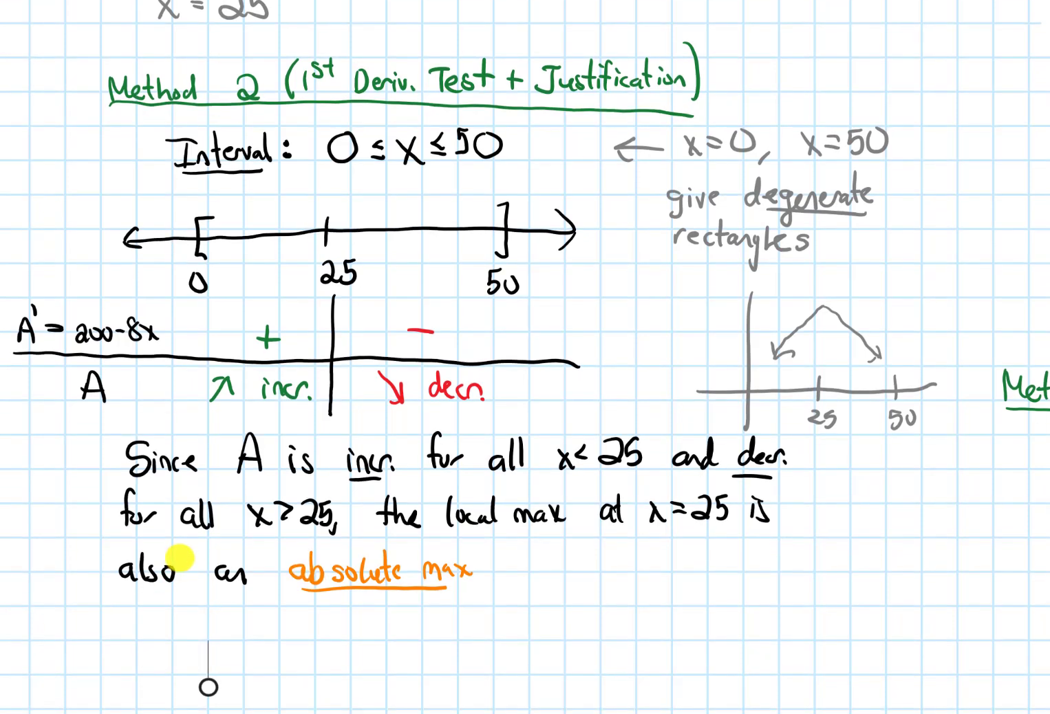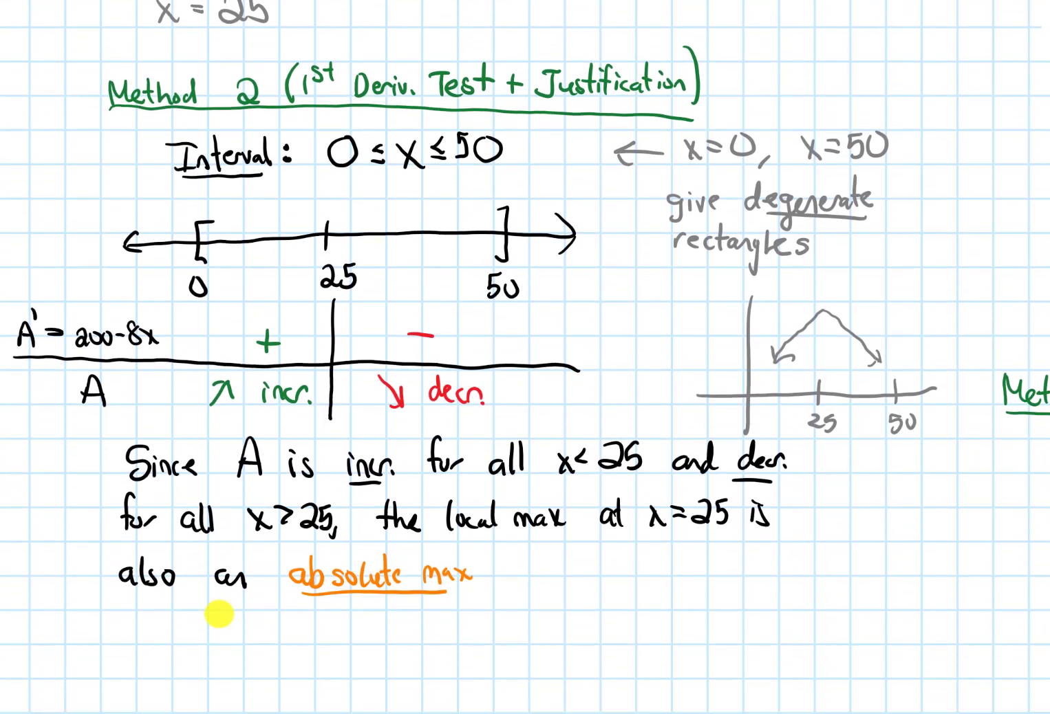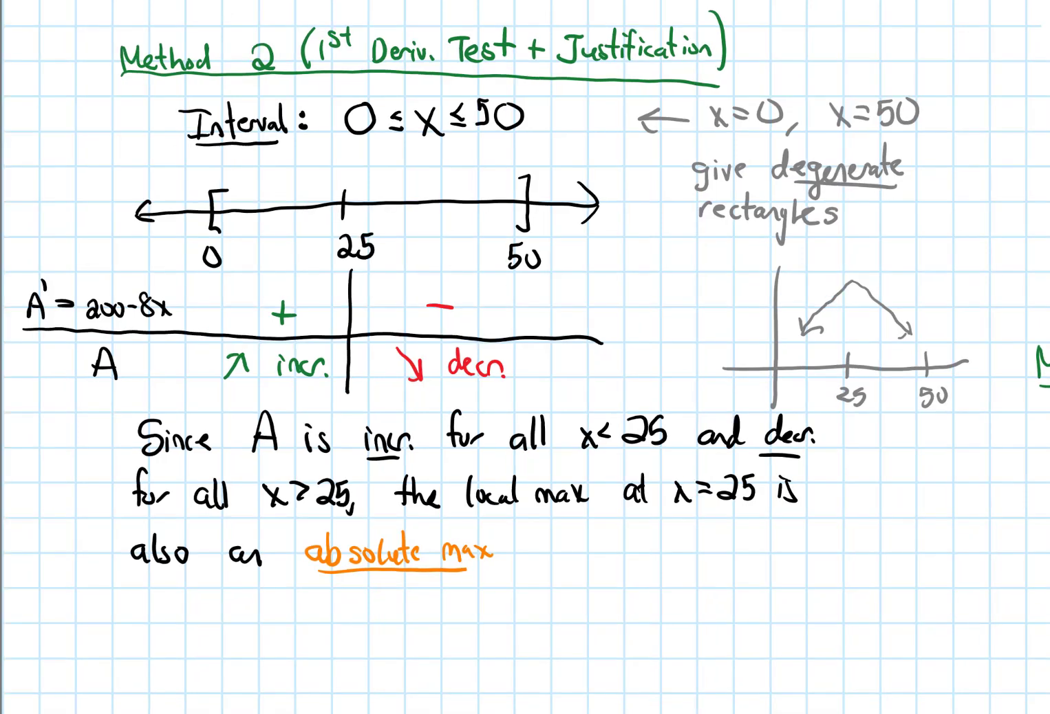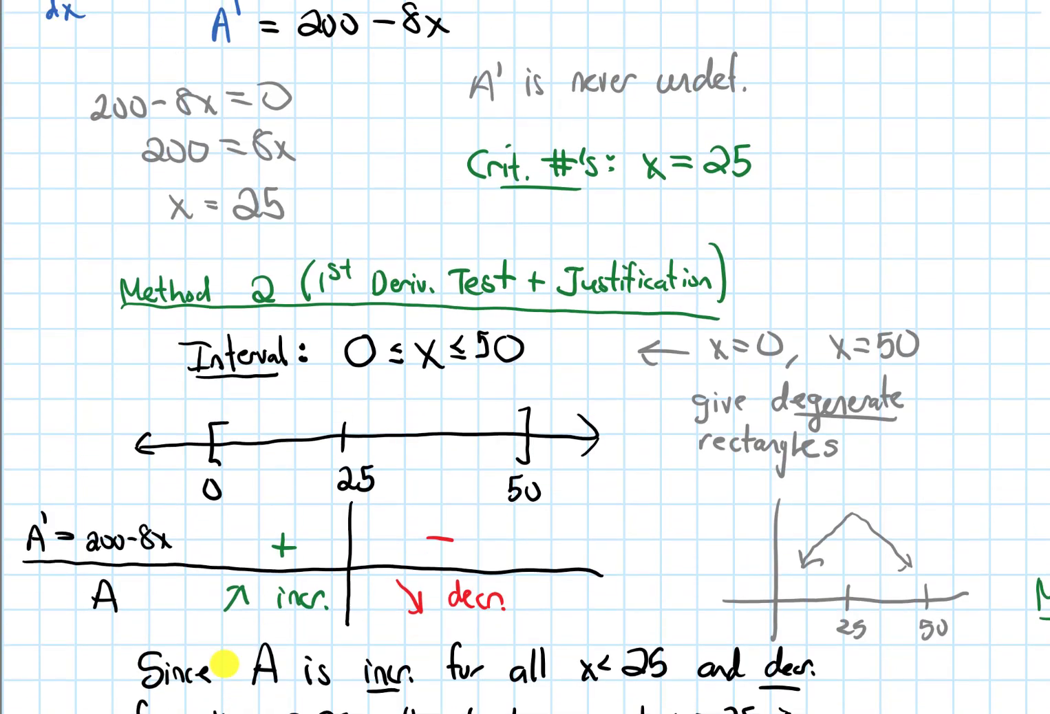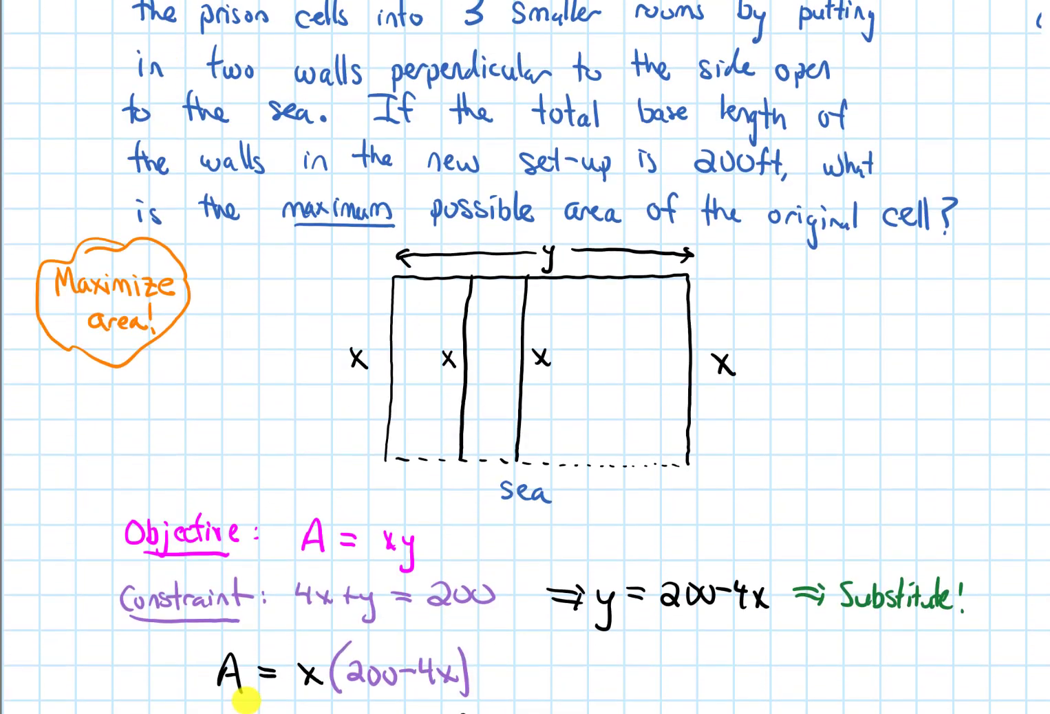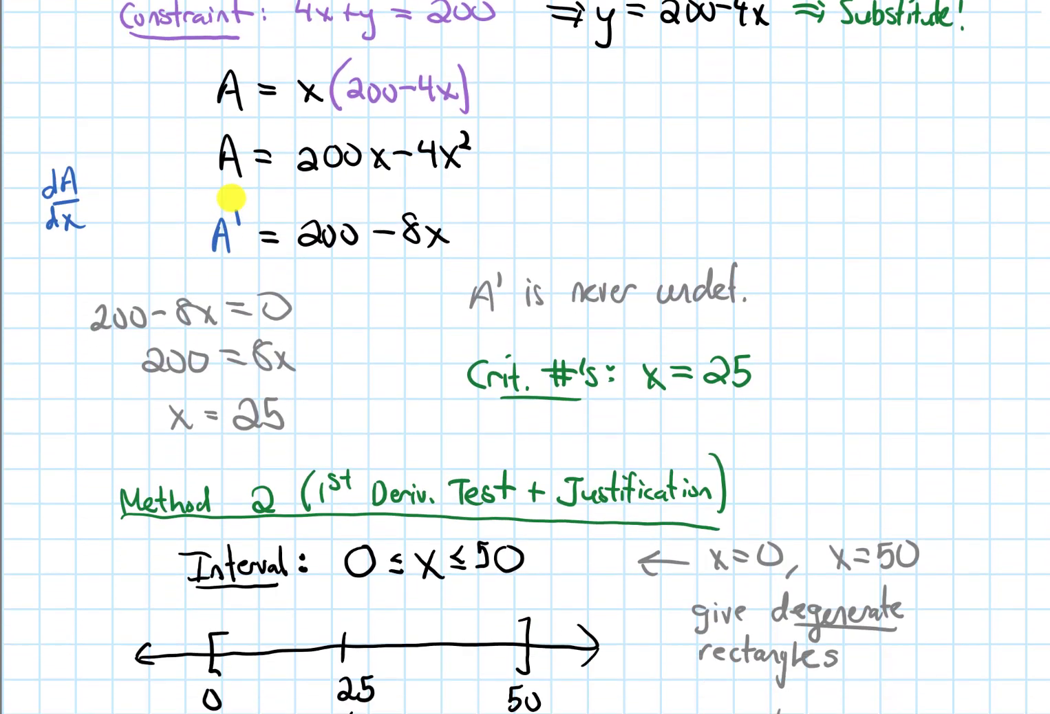And the very last thing that I need to do in these optimization questions is to answer the question. Answer what this specific question wanted. So what did this question want? Did it want the dimensions of the cell, or did it want the area? If I look back, it said, what is the maximum possible area? So let's get the area.